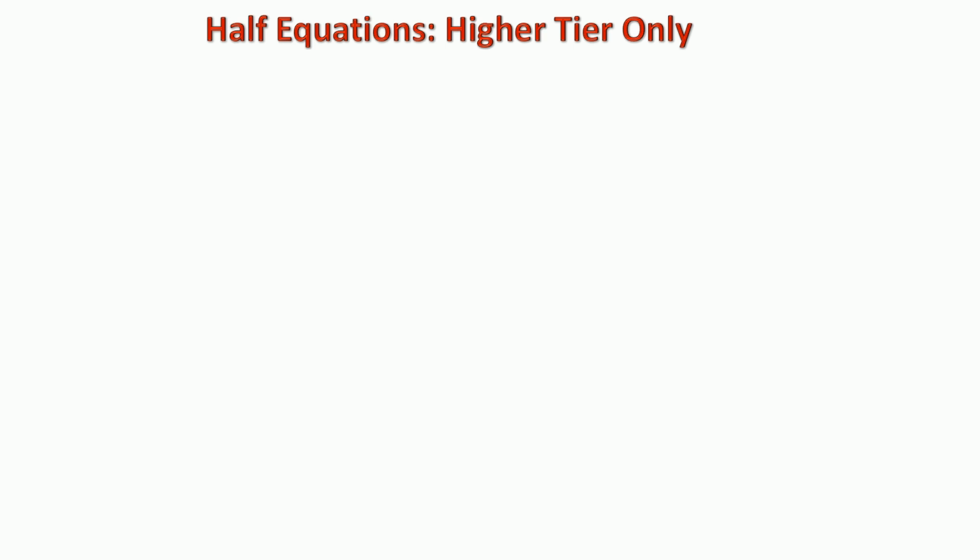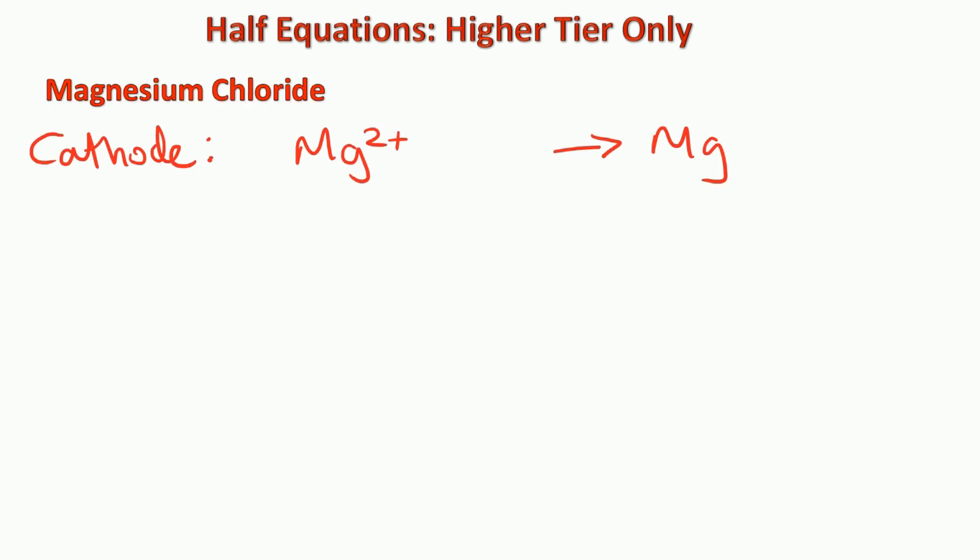So in the first example, which was magnesium chloride, at the cathode we had magnesium ions moving over to the cathode and turning into magnesium atoms. Remember, during electrolysis we've always got ions changing into atoms. So there's going to be 2 electrons involved somewhere. Do we put them on the left or the right? In this case they go on the left so that the charge balances. On the left hand side of the arrow we've got 2+ and 2-, which is 0 charge, and on the right we've also got 0 charge.